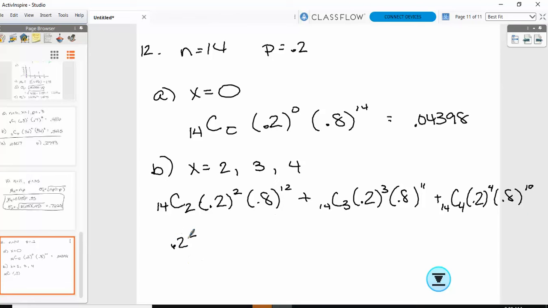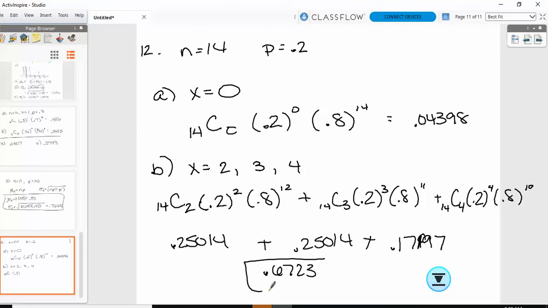So this is, and so we get 0.6723. Possibly a slight difference due to rounding. Just make sure you're showing me where your numbers come from.